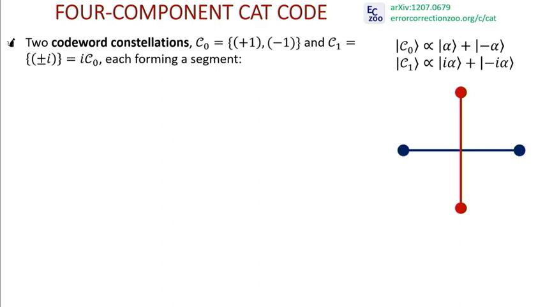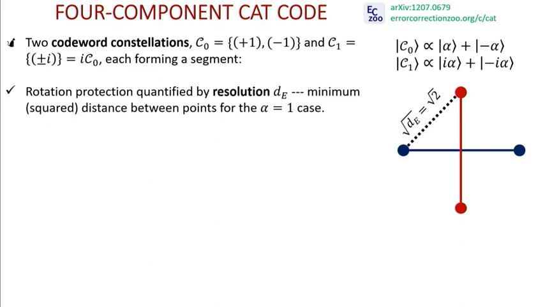Okay, so now let's go to, again, something that's known. Now you have more than 1 code element of the constellation per code word. Here you have 2. And these make 2 antipodal points that are superposed respectively. Together they make what's known as the vertices of a square. And you can quantify the protection against rotations by the minimum distance between vertices in the respective constellations.